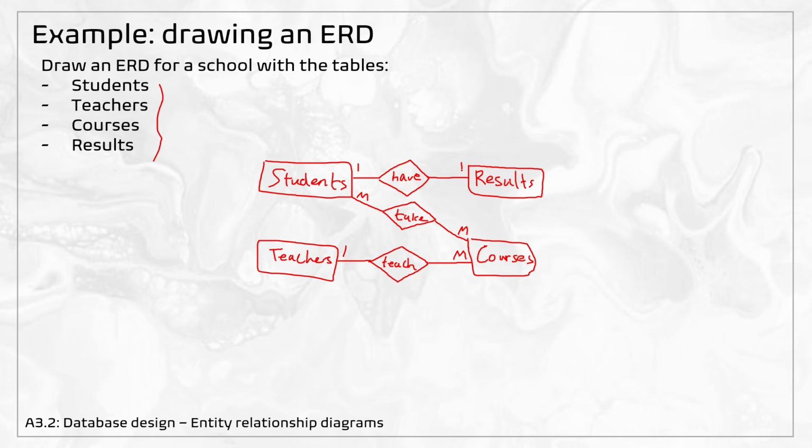Now that we've done that, we can now finally find the modality of all these relationships. So a course needs teachers and students, but a teacher or a student doesn't necessarily need to have a course. So we can draw circles over here and over here, signifying that these relationships are optional for the student and teacher. And a student needs their results, and every result must be assigned to a student. So that means both of these relationships are mandatory. So no circles are needed here. And there we go. That's the ERD finished for this question.